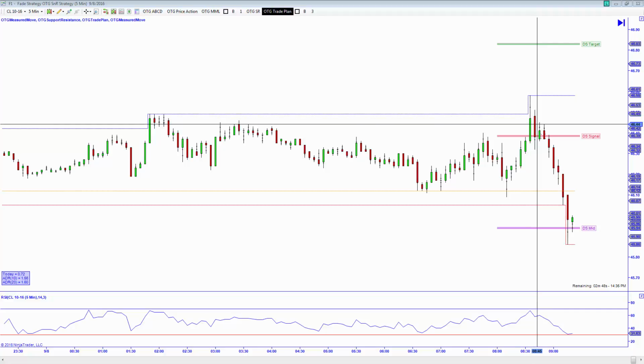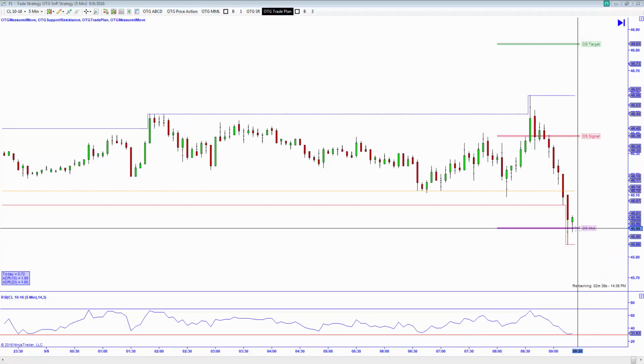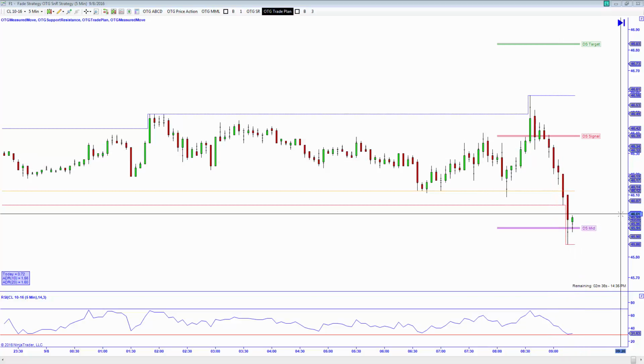It was 12 ticks, and I ended up with 42 ticks on the way down. So one stop at 12 ticks today and one winner at 42 ticks. That's a little bit better than a 3-to-1 win-loss ratio, and that's what you look for in trading. You can be wrong a lot of times if you are right at a 3-to-1 risk-reward ratio. So that was the OTG trade of the day.